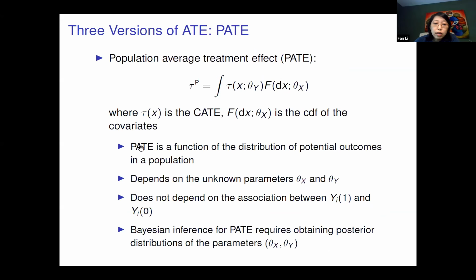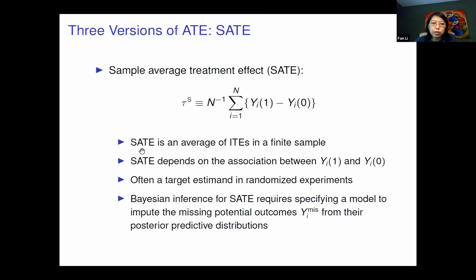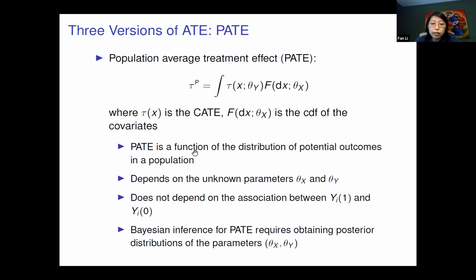So now let's look at this. PATE is a function of the distribution of potential outcomes in a population. Corresponding to SATE, we said it's really just the average of the ITEs in a finite sample, which doesn't extend to a population, but PATE is about a population. PATE depends on two parameters: one for the outcome model, and the other governing the distribution of the covariates in the population.